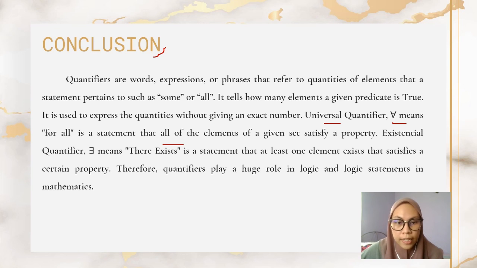The existential quantifier, this symbol, means there exists. It is a statement that at least one element exists that satisfies a certain property. Therefore, quantifiers play a huge role in logical statements in mathematics. That's all.